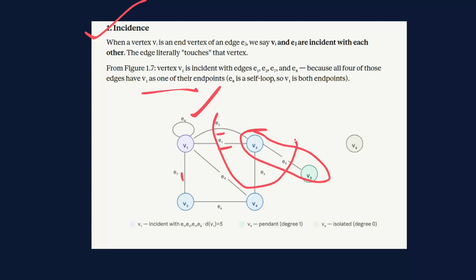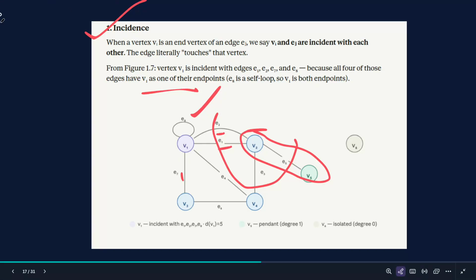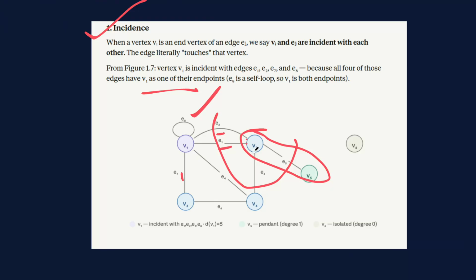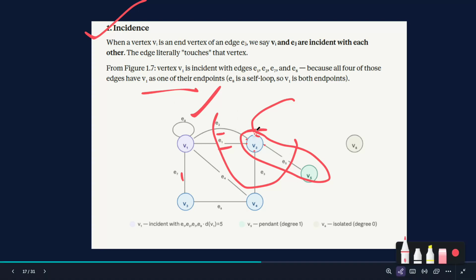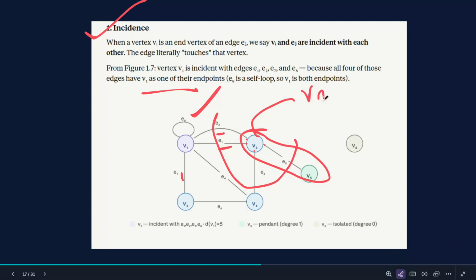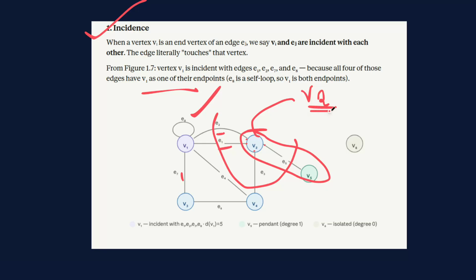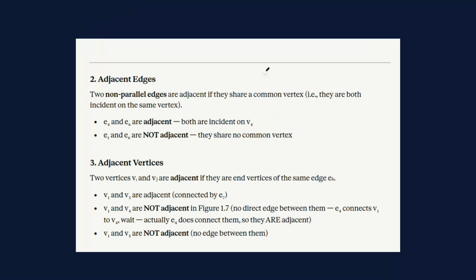We can say v2 is incident to these edges. We are saying this because one of the endpoints of these edges is connected to this vertex v2. So v2 can be considered as incident to these edges. This is what incident means.